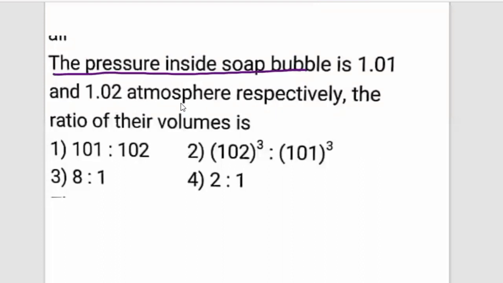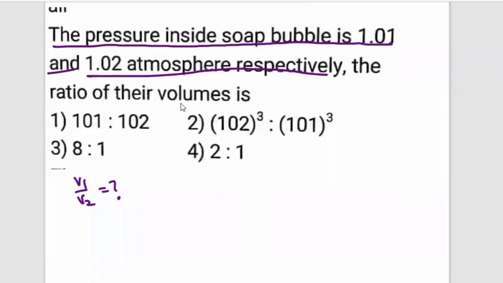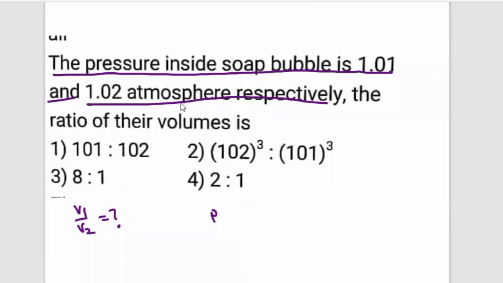The pressure inside two soap bubbles is 1.01 and 1.02 atmosphere respectively. Find the ratio of their volumes. We know the relation pressure P in is equal to P naught plus 2T divided by R. So the first P value they gave is 1.01, that is equal to P naught value of 1, plus 2T by R.